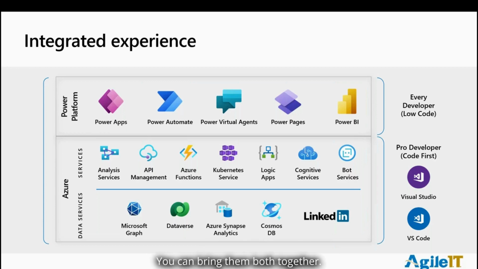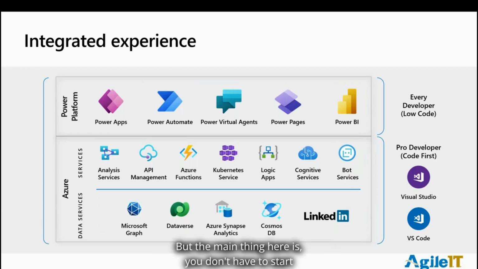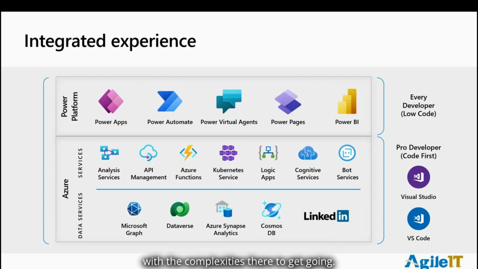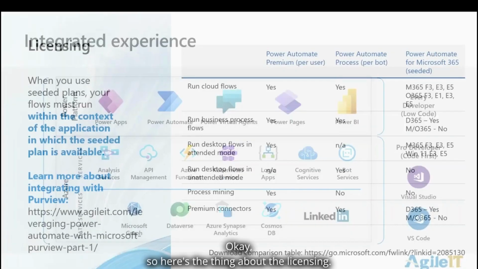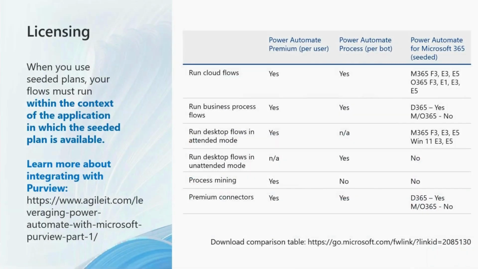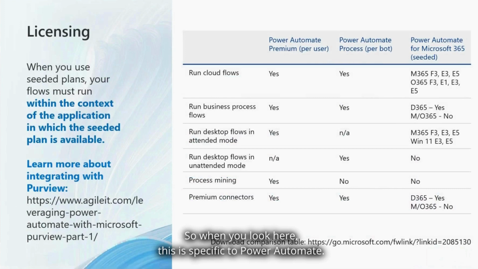You can bring them both together, but the main thing here is you don't have to start with the complexities there to get going. You really can take small steps. Okay, so here's the thing about the licensing. When you look here, this is specific to Power Automate, because they each have their own kind of thing.